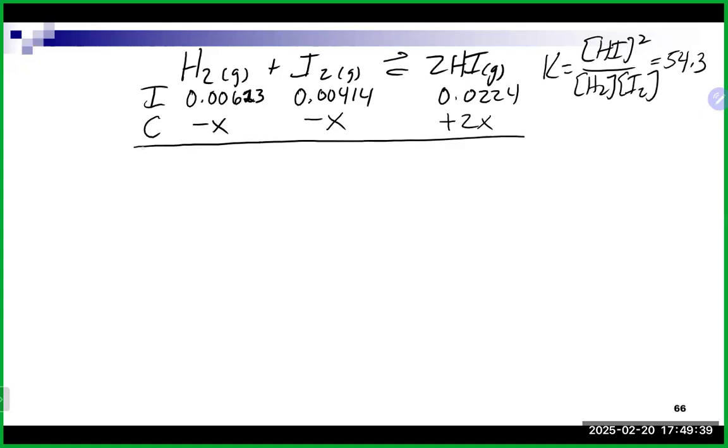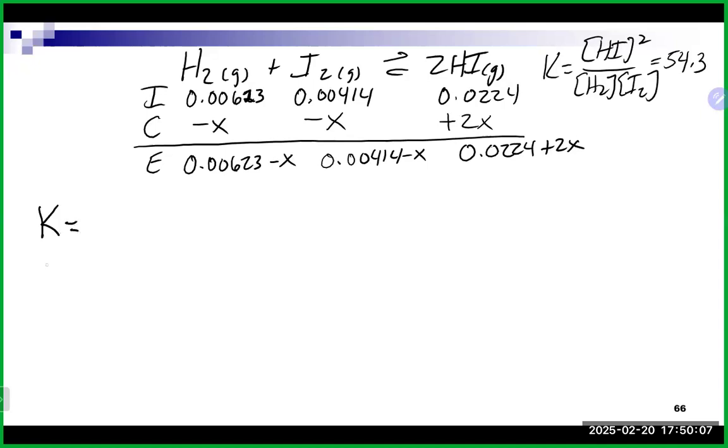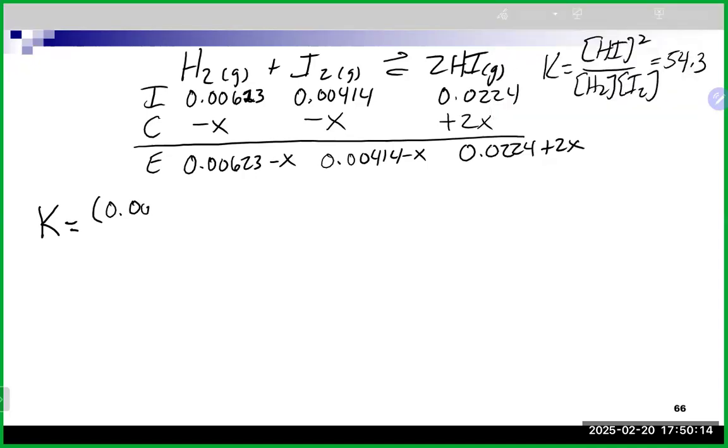So we will end up with, at equilibrium, 0.00623 minus x, 0.00414 minus x, and 0.0224 plus 2x. Any questions on the table here? All right, at this point, we got a lot of stuff here. So we're going to put this into our equilibrium expression, which is going to give us 0.0. Put an extra zero there. That would not be good. There we go.